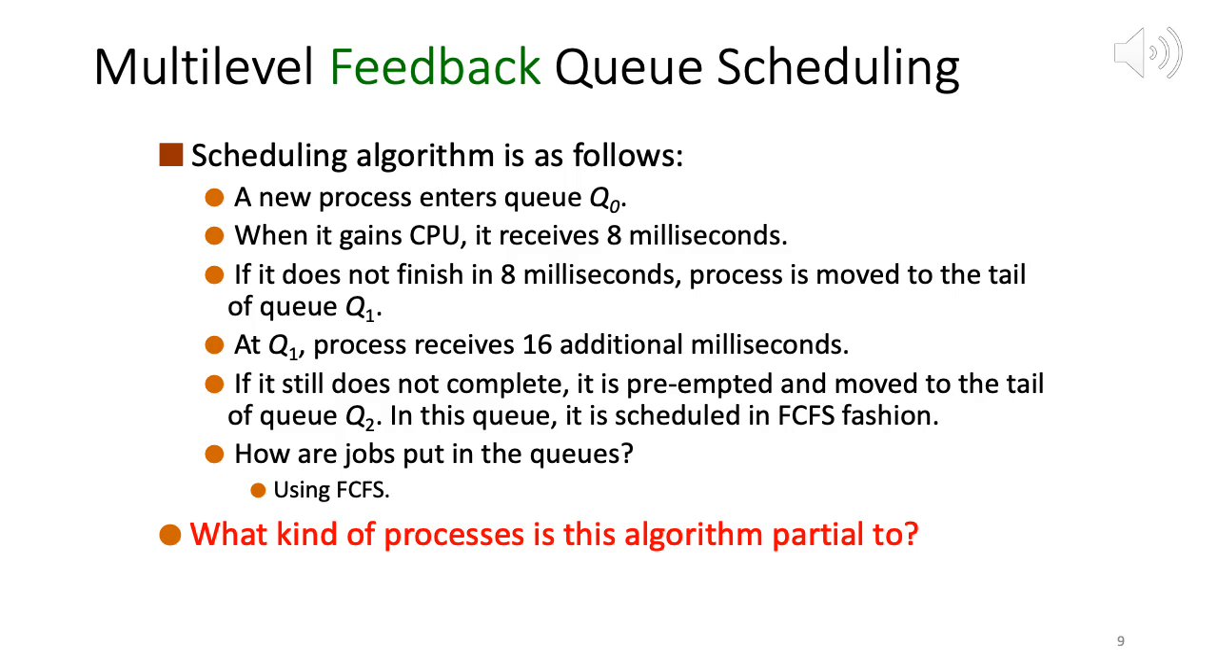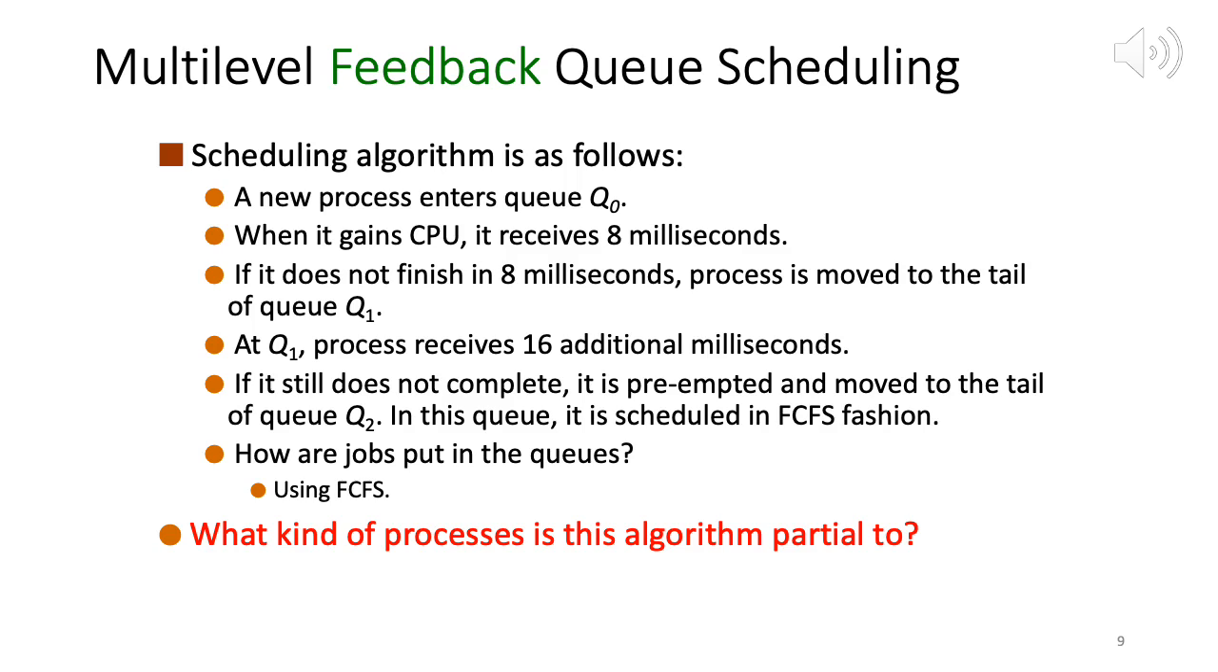Then it goes to Q2, and in Q2 it is scheduled in first come first serve fashion. Whatever is left, let's say it was 30 milliseconds. In Q0 it gets the CPU for 8 milliseconds. In Q1, 16. So how much will it execute in Q2? 8 plus 16 is 24, 30 minus 24 is 6 milliseconds. Whatever the remainder, whatever the balance in milliseconds, it will finish in Q2.